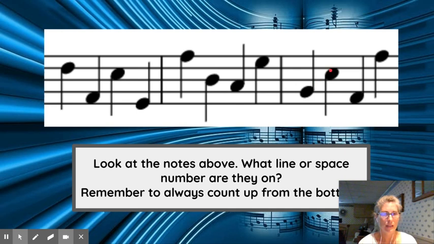What line or space? If you thought it was the third space, you are correct. Here, line or space. If you thought it was the first space, you are correct. And this one here in the top, line or space. And what number? If you thought it was line 5, you are correct.